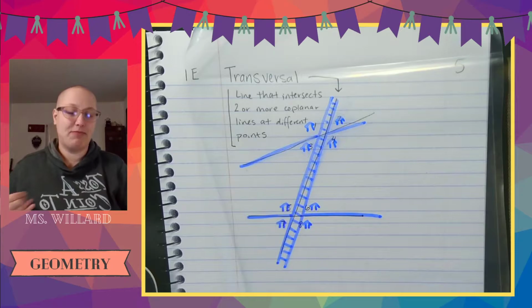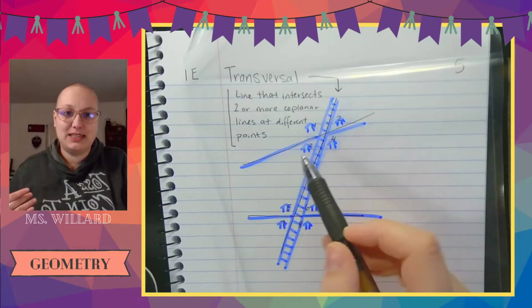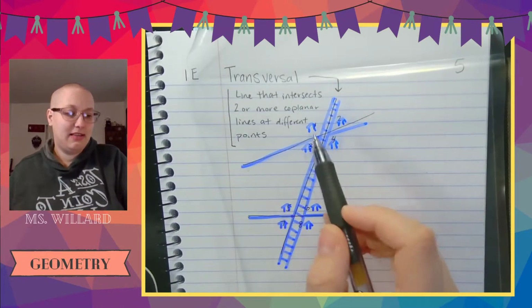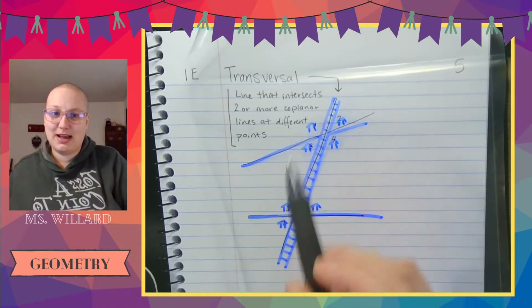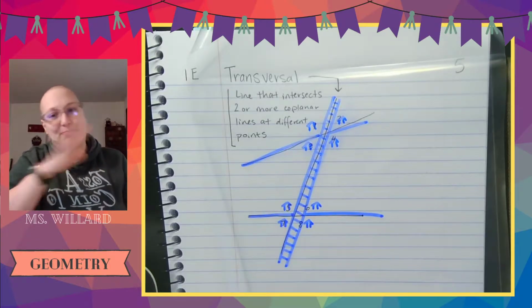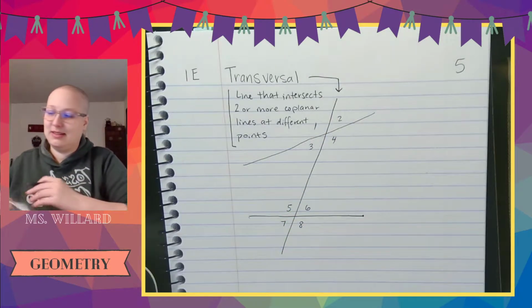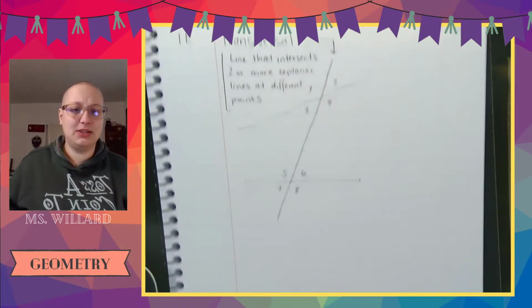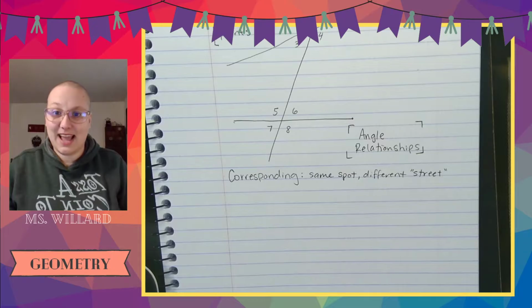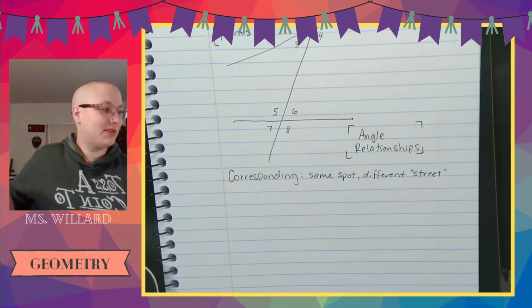So for instance, houses on the same street here, they can be across from each other in this intersection, or they can be in the same spot, but in the other intersection. That's just how we're going to think about this. So we're going to do some vocab. Are you ready? Okay, so here is the first one, corresponding angles.